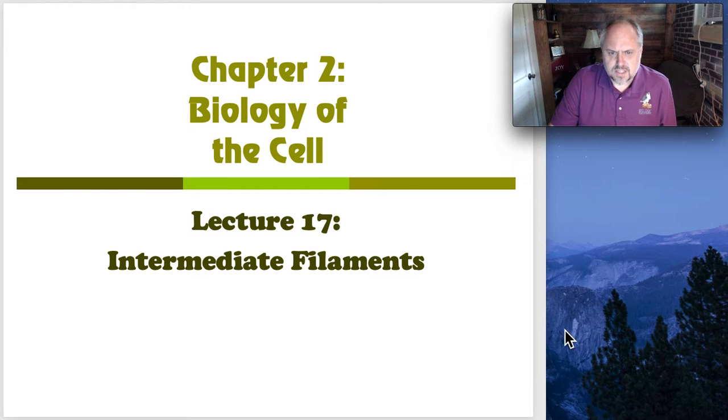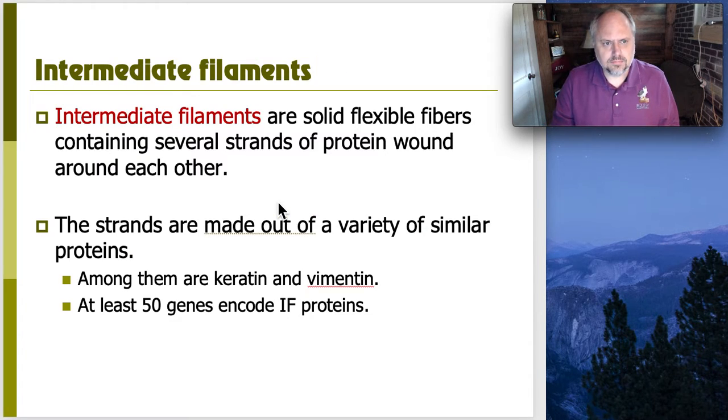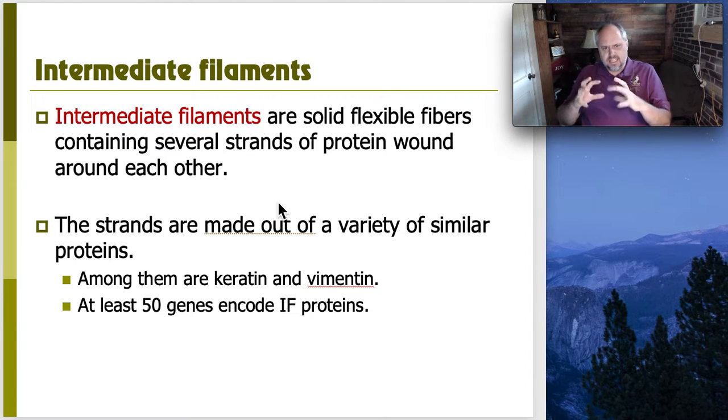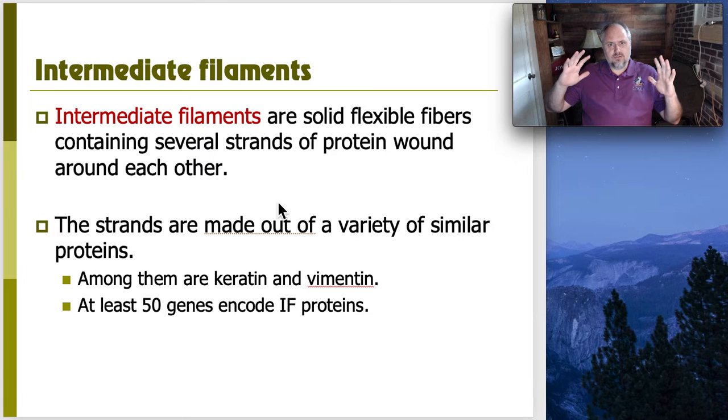Alright, so here we are on the second of the three kinds of filaments, or fibers, that we find in the cytoskeleton. This one we're going to focus on what are called the intermediate filaments. And there's a couple of things that are unique about these. Probably the first one is that these are solid as opposed to the microtubules, remember, that were hollow. And these are fairly flexible, so they bend fairly easily. You can't crush them, but they just don't offer a whole lot of resistance.